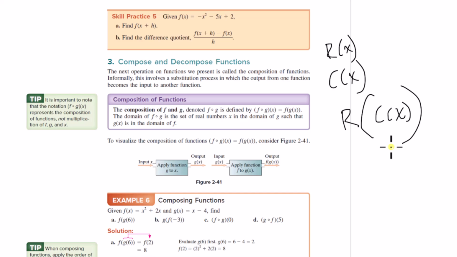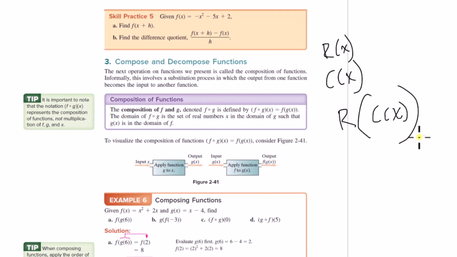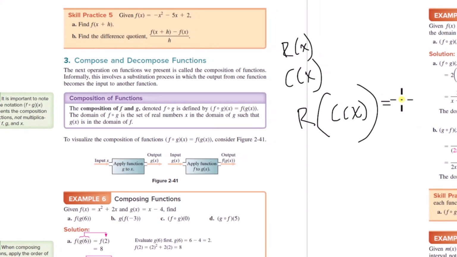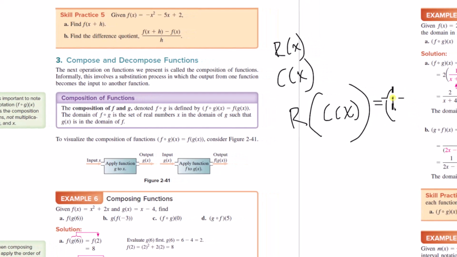Okay, so the composition of f and g, denoted f with this circle g, is, so this here you would write it as R circle C of x. That's the notation for this. C is inside of R of C of x. So think of it like this, R of C of x, so you do R of C of x.